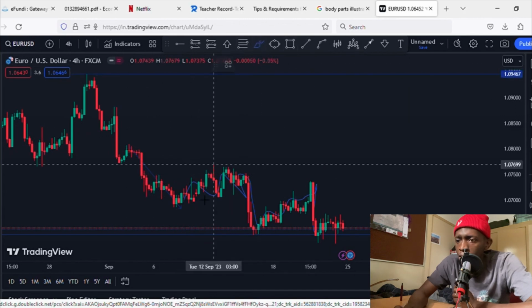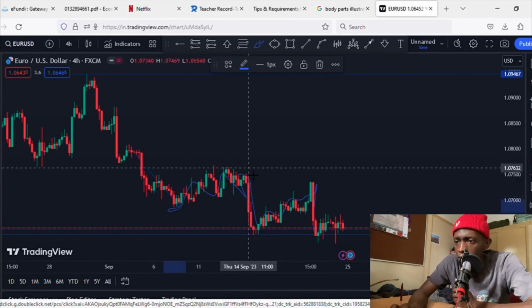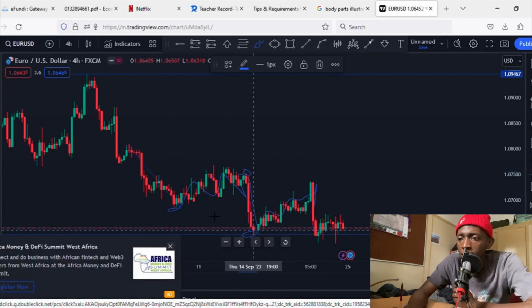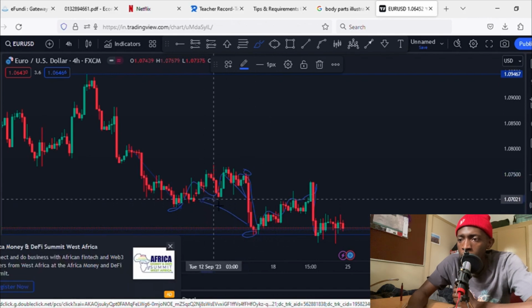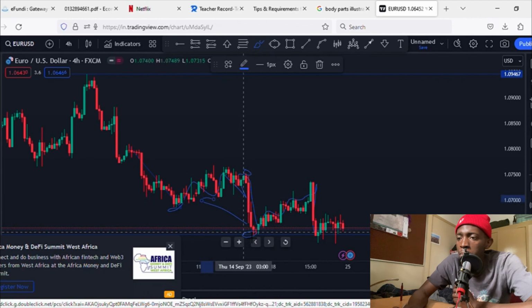After creating this low here, we created this high here, and then after this high we created this low here, which was lower than the previous low. So if you look at this low here, this low is higher than the current low we have, meaning that we are still within a downtrend. But I want you to take a look at this.